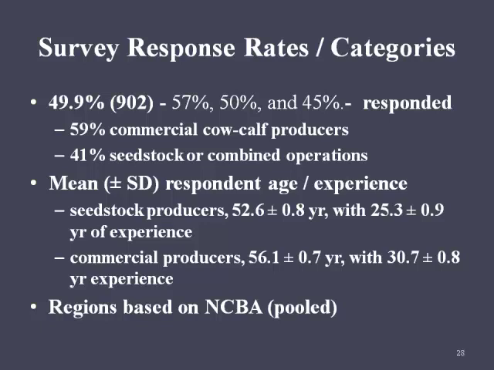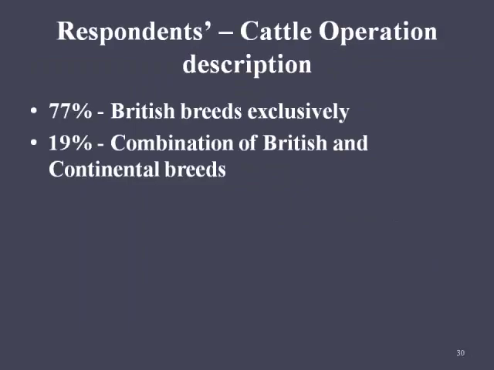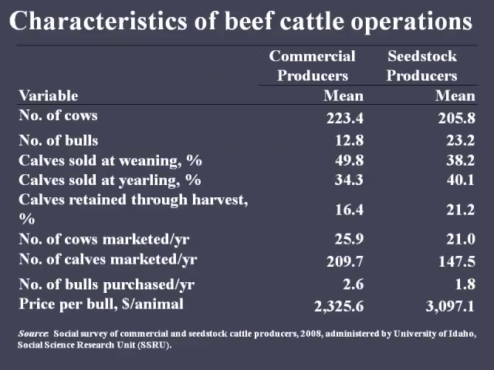And we pooled the regions across the survey for the analysis based on NCBA regions. And here they are, west, north and south. You can see the percentages there. So this was a true national survey. 77% of the producers had British breeds exclusively, and 19% a combination of British and Continental, and a handful also of people with some tropical breeds. I'm not going to spend a lot of time on this, and you'll see this in the paper, and I can also send the PDF if anyone wants me to. I'm happy to do that.